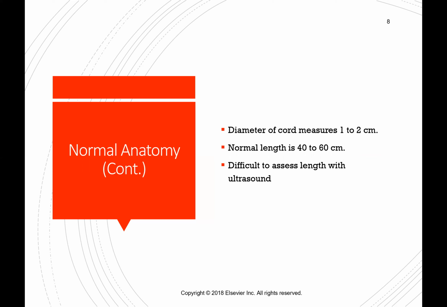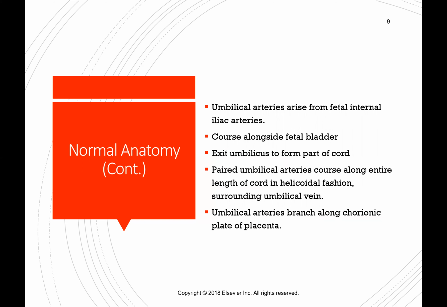It's difficult to assess the length with ultrasound, basically because it is coiled. In a normal cord, it's coiled. It's all over the place. It just is very difficult to assess. The umbilical arteries arise from the fetal internal iliac arteries, and they course along the fetal bladder, and they exit the umbilicus to form part of the cord.